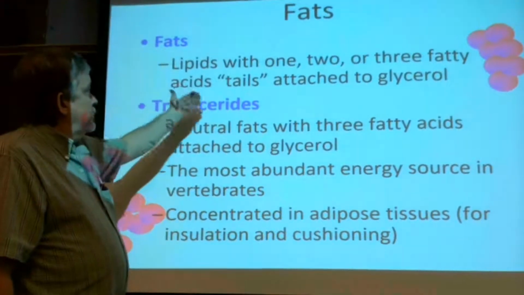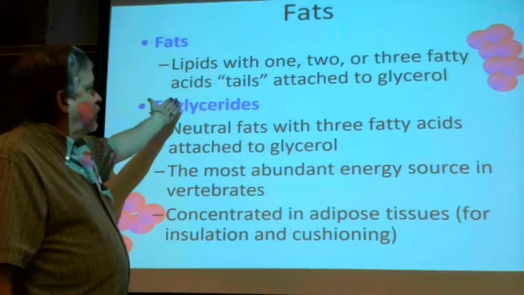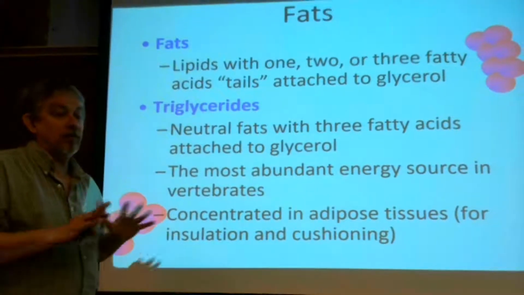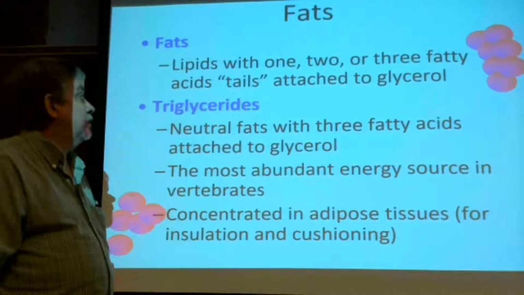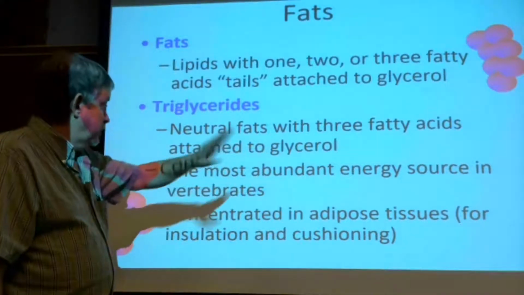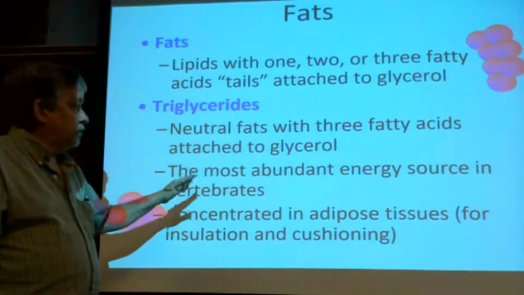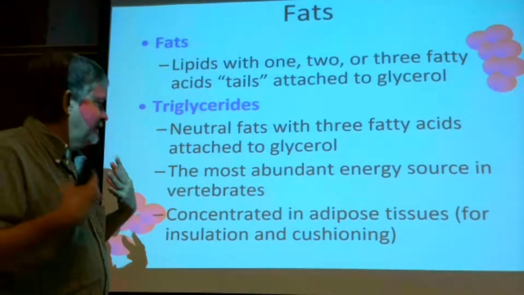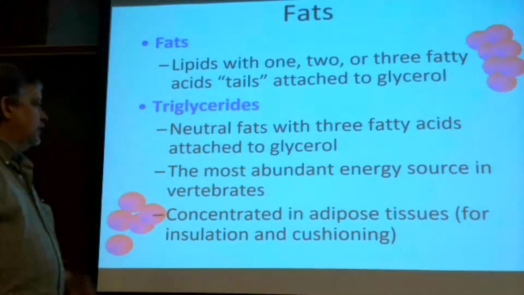So fats are lipids with 1, 2, or 3 fatty acid tails attached to a glycerol. Triglycerides, this is the most abundant lipid on the planet. They're neutral fats with 3 fatty acid tails attached to a glycerol head. They're the most abundant energy source in vertebrates. We store these triglycerides. This is our energy source.